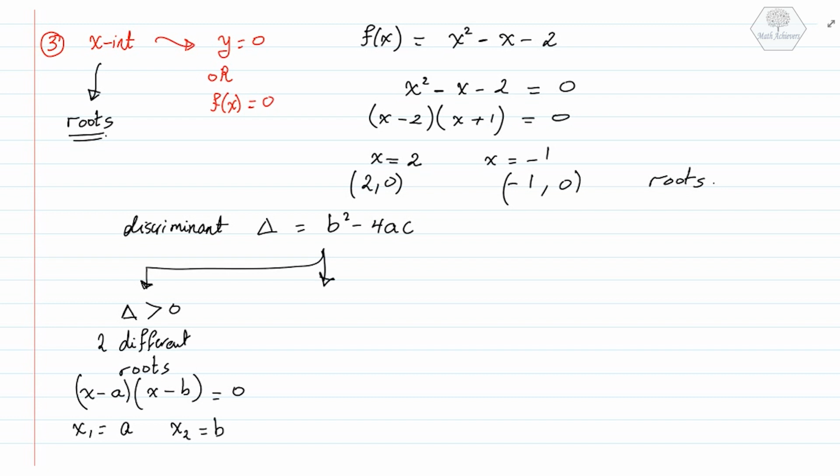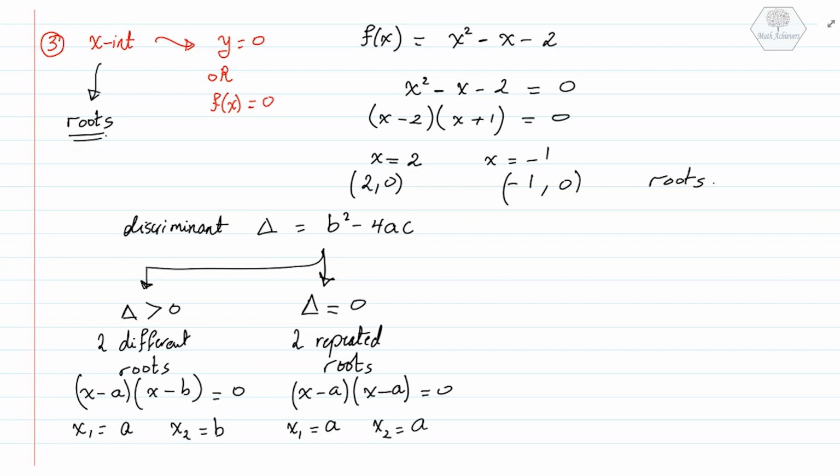The second case, if the discriminant is equal to 0, then we have two repeated roots, as we have x minus a times x minus a is equal to 0. So x1 is equal to a and x2 is equal to a. We have two same roots, which is one answer, but we call it two repeated roots because with quadratics we have either two different roots, two repeated roots, or no roots.